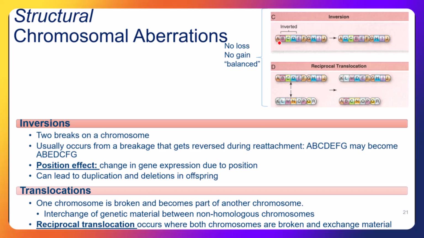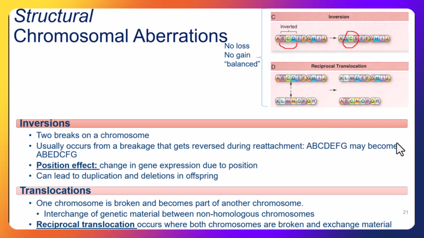So let's look at the example here. BCD, it's broken here, and then when it goes back in, it went back in reverse order, DCB. So the genes are still there, but their order has changed.